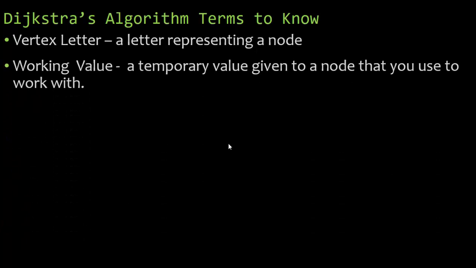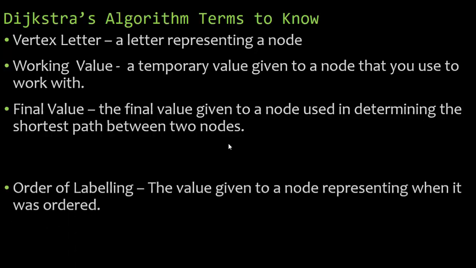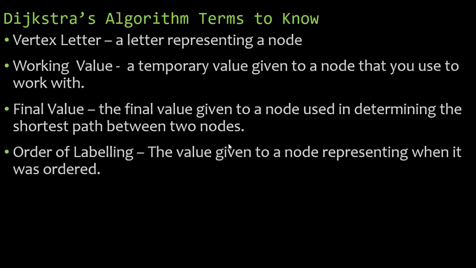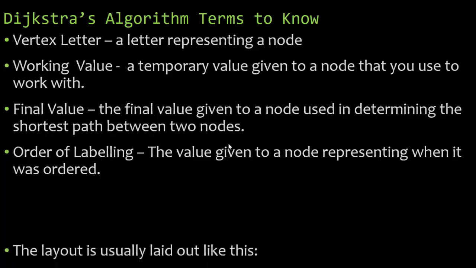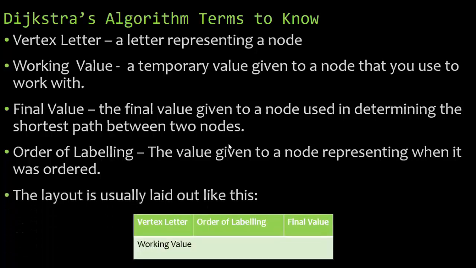We also have a term called a working value. This is a temporary value given to a node that you use to work with, which could become its final value. The final value is the value given to a node used in determining the shortest path between two nodes. We also have an order of labeling. This is a value given to a node representing when it was labeled, and the layout usually looks like this.